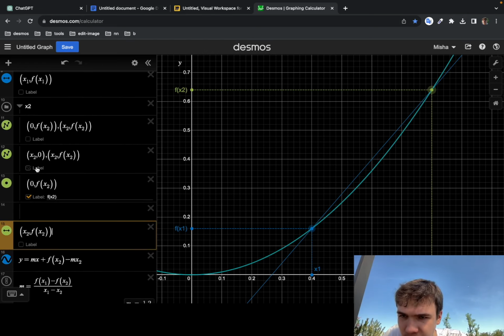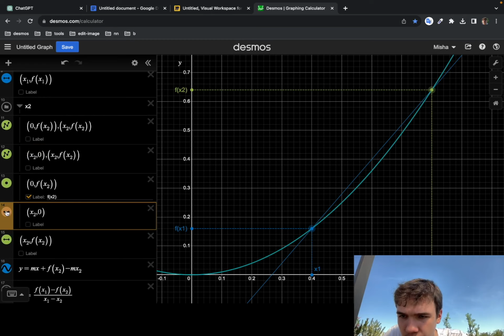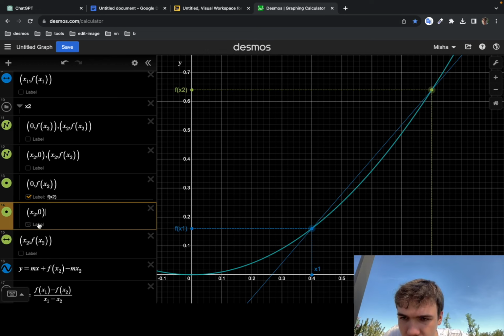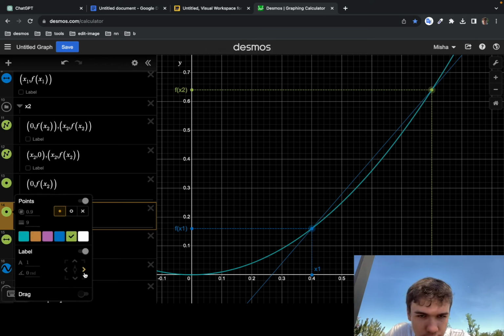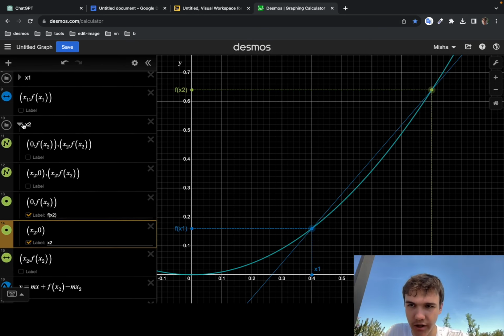So then for the x2, I want to make it first non-draggable, then green, and the position, not yet, because we didn't make a label. So the label is going to be x2, right? And change the position to here. Oh yeah, here. Yeah, okay, perfect. Perfecto, as in Spanish. Okay, so now we have f of x1, x1, x2, and f of x2.